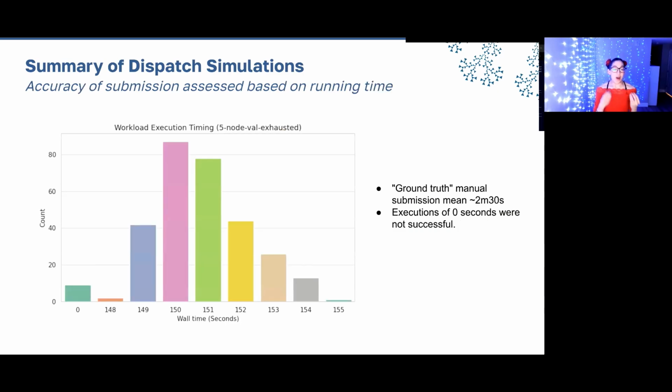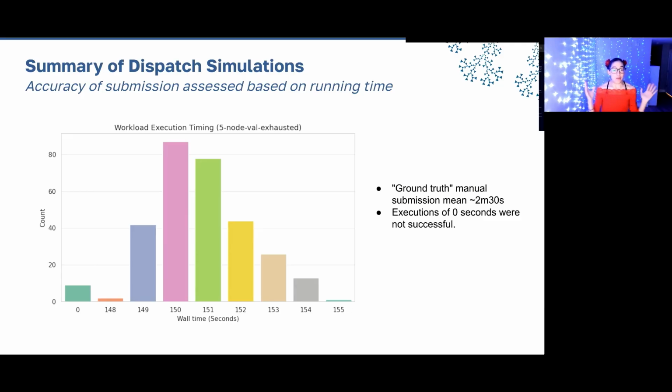Now here is how we are assessing the goodness of the submission, because you can imagine that the agent submits a job for sleep, which is totally wrong because we wanted it to run LAMMPS. What we were actually running is LAMMPS across 5 different nodes. We did these runs manually, just running in a loop, and we found that the expected running time was about 2 minutes and 30 seconds. So the range of 148 to 155 seconds is fairly reasonable.